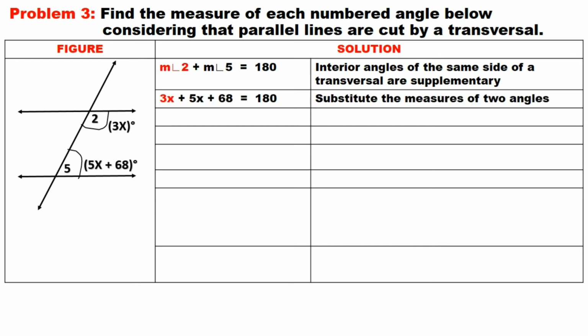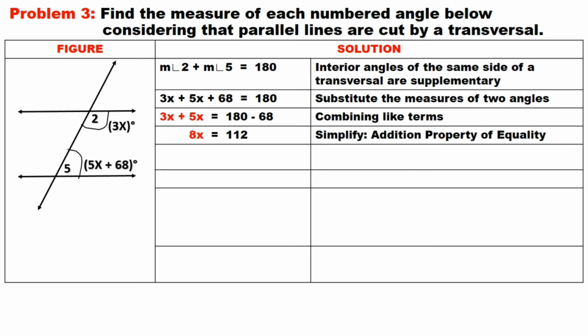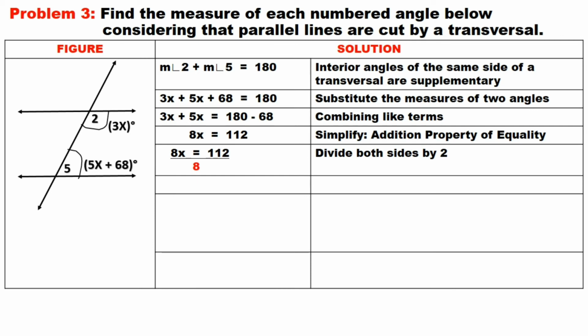By substitution, measure of angle 2 equals 3x, measure of angle 5 equals 5x plus 68. To combine like terms, simply transpose positive 68 from the left to negative 68 to the right. To simplify, 3x plus 5x equals 8x, 180 minus 68 equals 112. To eliminate 8, divide both sides by 8. 8x divided by 8 is x. 112 divided by 8 is 14. So, x equals 14.